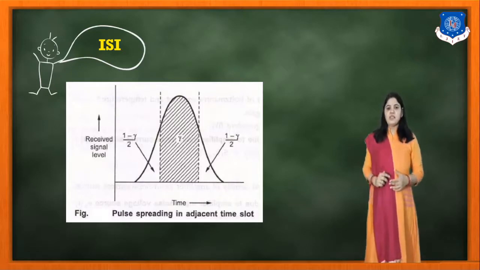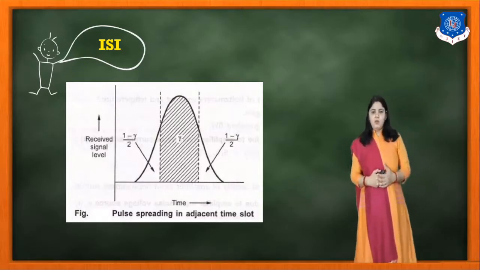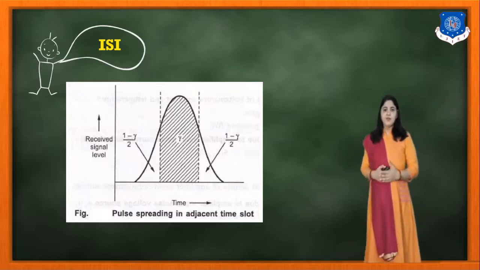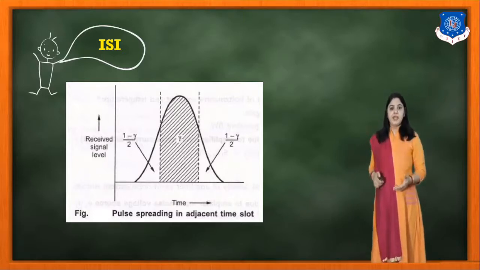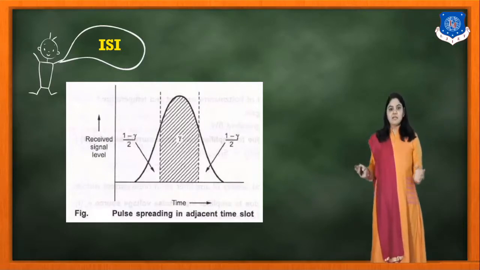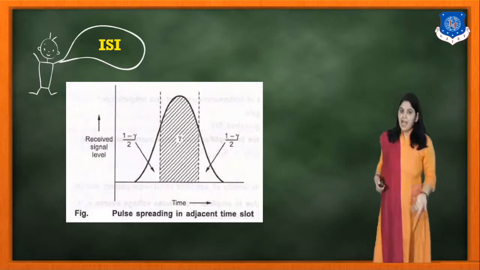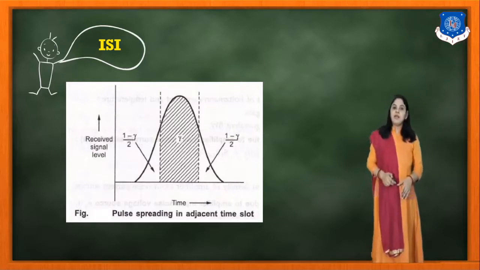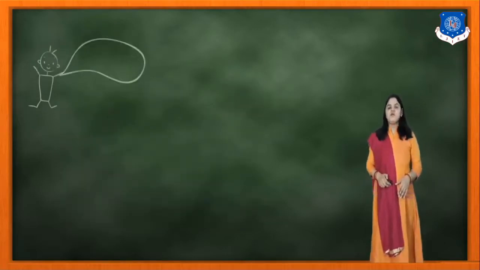So here you can see that inter-symbol interference is a pulse spreading into the adjacent time slot. The adjacent time slot means the nearby time slot, and the pulse that spreads can overlap with the existing information. That is nothing but inter-symbol interference.